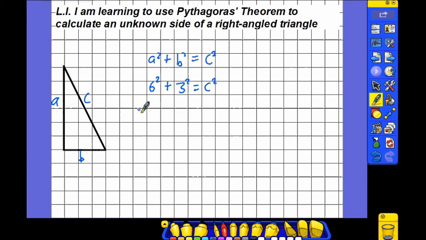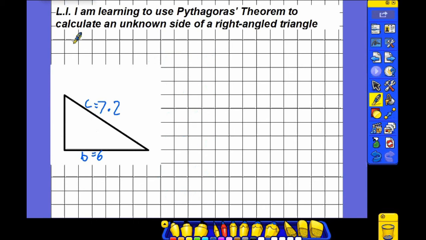So 6 squared, first of all, well, that's 36. 3 squared, well, that's 9. So 36 plus 9 tells us what C squared is. Now that's one that we can easily do ourselves. It's 45. So C squared is 45. So to work out C then, we're going to have to unsquare 45. So we find the square root of 45. And when we plug that into our calculator, we get 6.7. So C in this case is going to be 6.7.